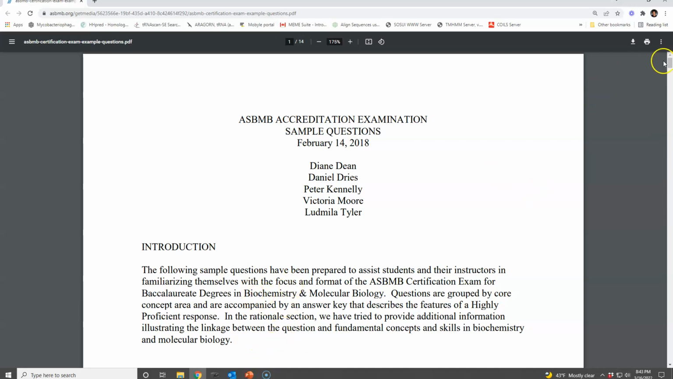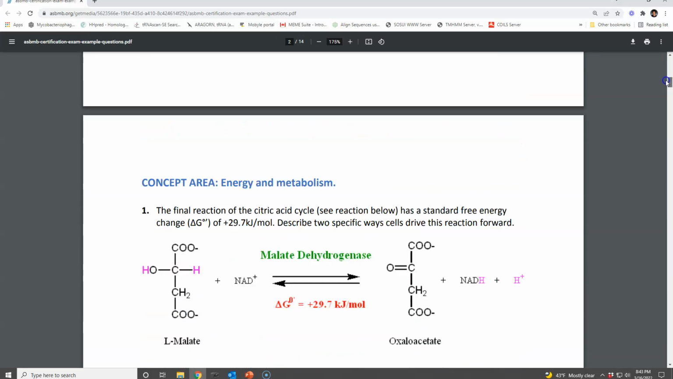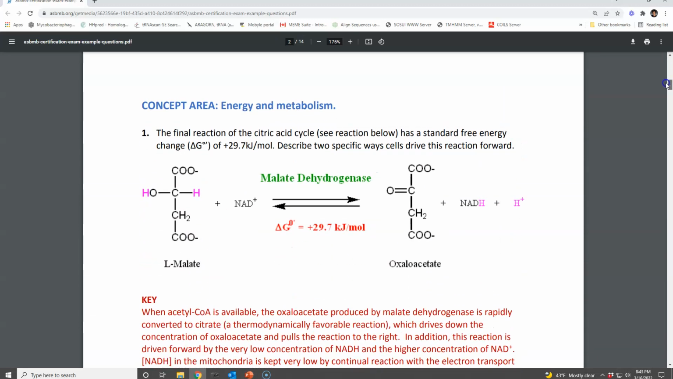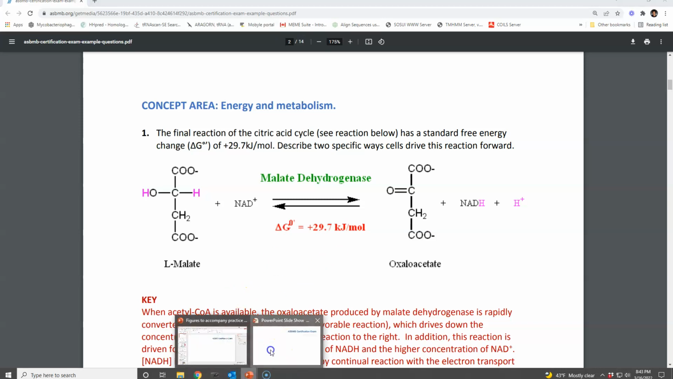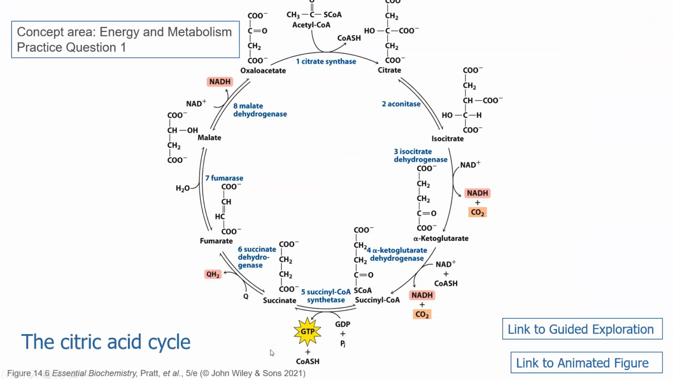So I'm going to go through each of these questions, starting with the first one. The concept area is energy and metabolism. We are given our favorite reaction, malate dehydrogenase, and we see we have a very large positive delta G. We're told the final reaction of the citric acid cycle has a standard free energy change of 29.7 kilojoules per mole, so you would think that would be unfavorable. So how does this in fact occur in the cell?